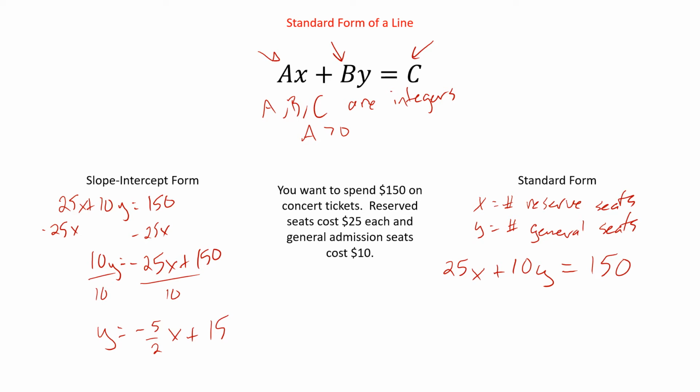So let's take a look more at standard form. Let's see how do we graph standard form? Because graphing slope-intercept form is pretty straightforward. We graph the y-intercept, and then we use a slope to find our next point. With standard form, what we're going to do is find the intercepts. Now that's plural, intercepts. We're going to find the x-intercept and the y-intercept.